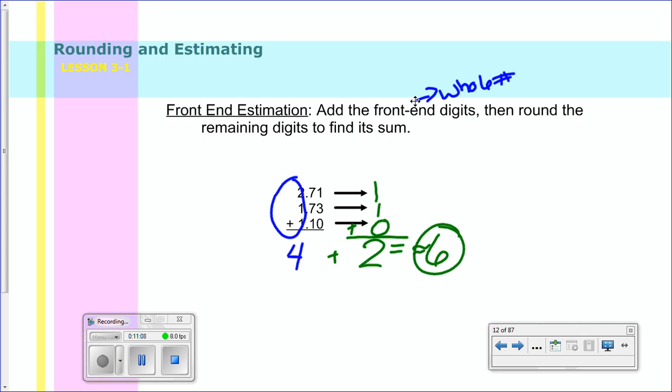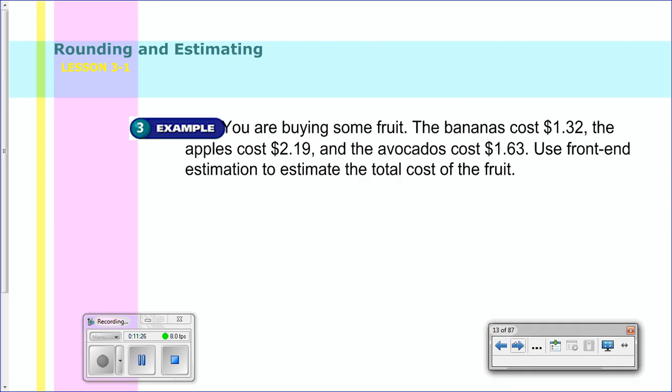And you might have noticed that I keep putting these squiggly lines before, because this means about. When you have the squiggly lines, it means about, while this means equal. So when we talk about estimating, you should put the squiggly lines before your answer. So here we have one where they want you to use front-end estimation.